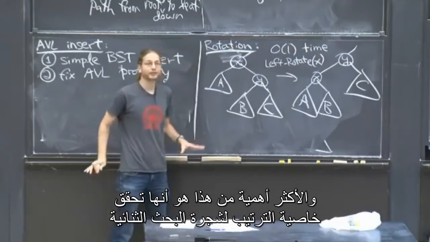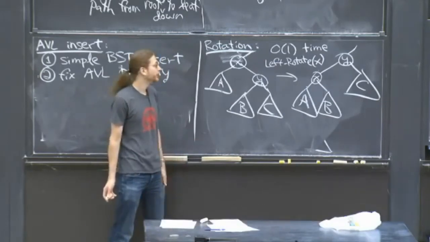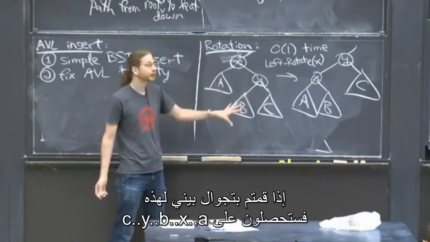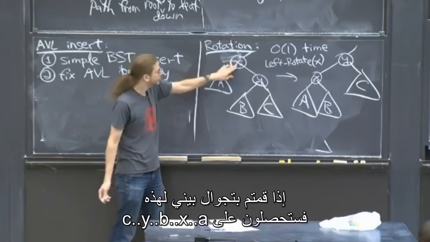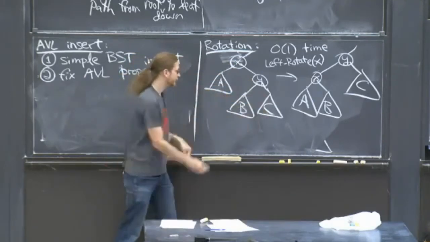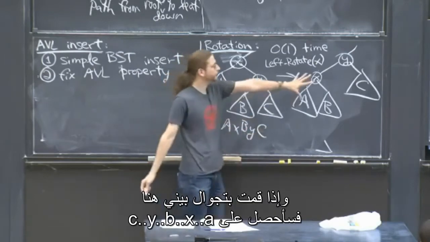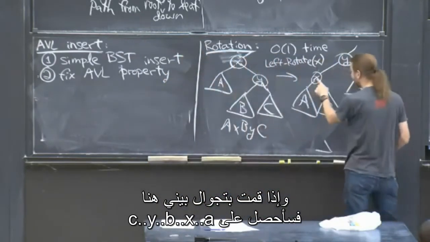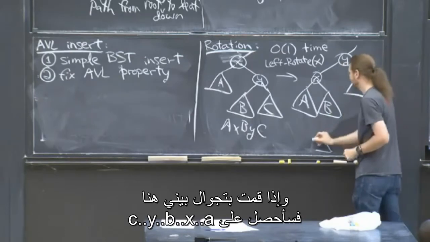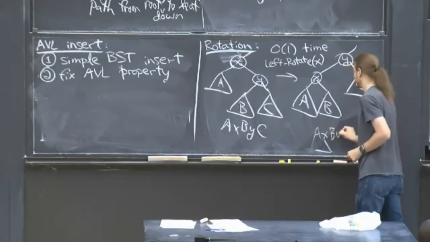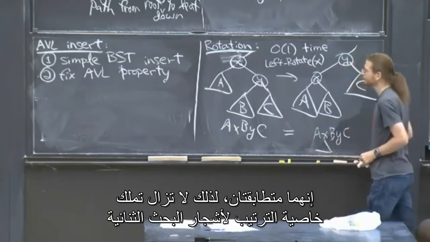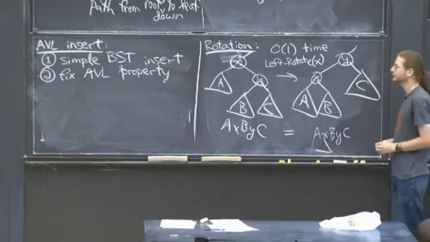And more importantly, it satisfies the BST order property. If you do an in-order traversal of this, you will get A, X, B, Y, C. If I do an in-order traversal over here, I get A, X, B, Y, C. So they're the same, so it still has BST ordering. You can check more formally.